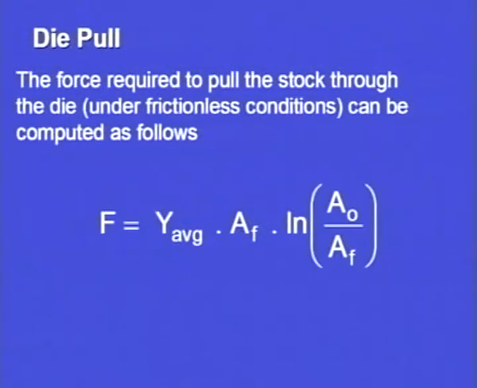This die pull can be analytically calculated using a mathematical formula. The force required to pull the stock through the die under frictionless conditions, this formula is only valid for frictionless conditions. So, the force required to pull the stock through the die under frictionless conditions can be computed as follows. This is given by F is equal to Y average multiplied by AF multiplied by the natural log of the ratio of AO and AF. What are the parameters in this mathematical formulation?